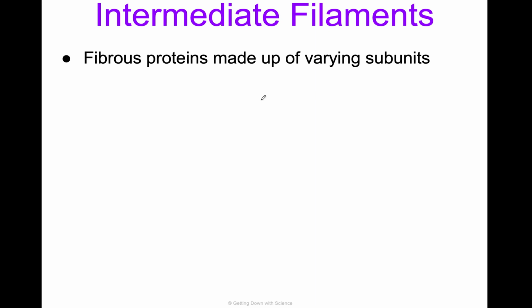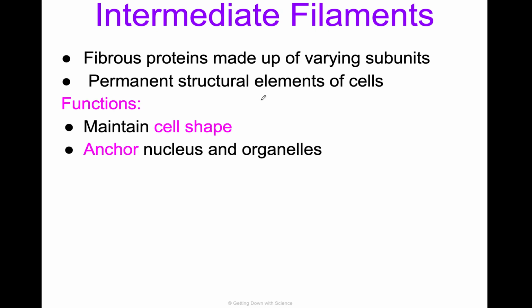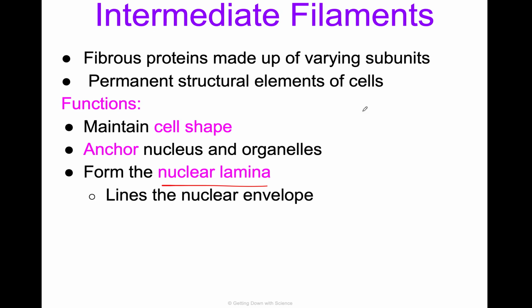And then we have intermediate filaments. They're fibrous proteins made up of varying subunits. They are permanent structural elements of the cells. They again maintain cell shape. They anchor things in place, and they form something called the nuclear lamina. These are kind of like your microfilaments in that they maintain structure, but they are less about the motility of things and more about maintaining that permanent structure. This is the stuff we build our houses out of, if we're still in the analogy of the cell as a city.